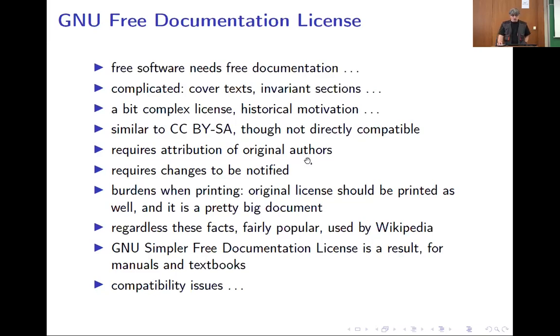It requires attribution of original authors, requires changes to be noted, but there are burdens when printing. The original license should be printed as well, and it is a pretty big document. So if you reproduce one paragraph of text, then you would have several pages of license that follow. Regardless, it is fairly popular and used by Wikipedia, and there is also the GNU Simpler Free Documentation License as a natural result for manuals and textbooks.